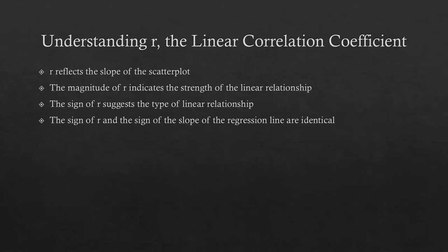The sign of R and the sign of the slope of the regression line are going to be the same. Now R will tell you what kind of, or suggest I should say, sometimes it doesn't tell you, so we have to say suggest. Now I'll explain more about that later. It suggests the type of linear relationship. Now the magnitude of R indicates how strong the relationship is. Now the magnitude would be like taking the absolute value of it, okay?